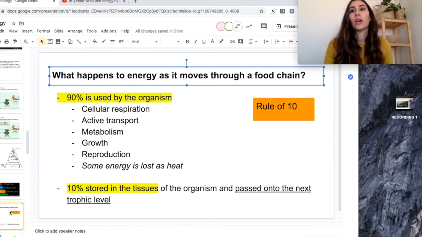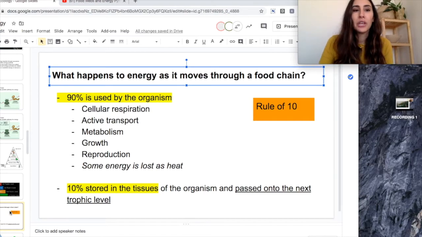That remains, okay? It's there for building proteins, building muscles, building bones, etc., tissues. So it's kind of like stored in the body of the organism. And once that organism is consumed by a predator, that 10% is transferred or passed onto the next organism or the next trophic level. And that is known in ecology as the rule of 10, meaning only 10% of the energy that is stored in an organism is passed on to the next trophic level.